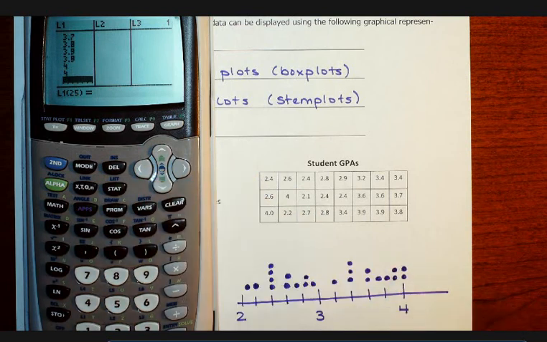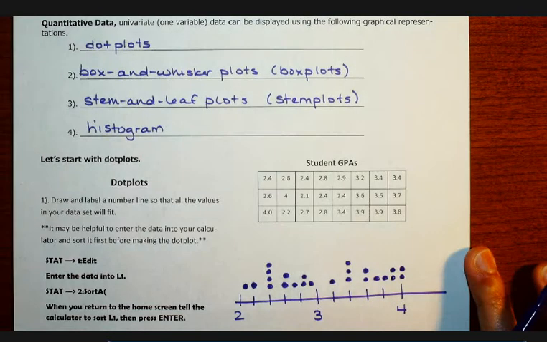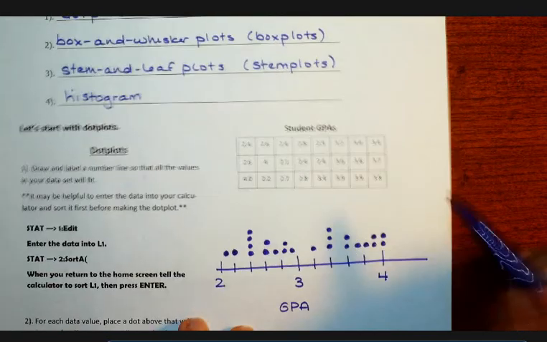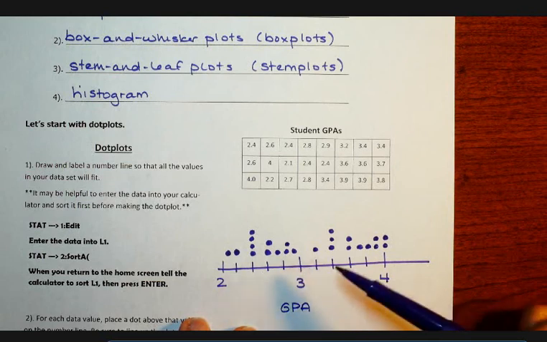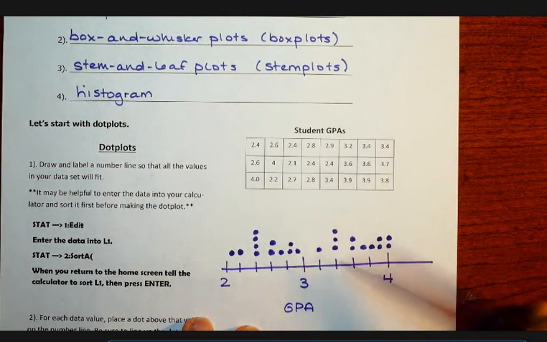And this is a dot plot. So dot plots are a quick reference, and it shows you how spread out the data is. You can see that scores vary from 2 to 4. They aren't really clustered around anywhere in particular. And that concludes how we make a dot plot.